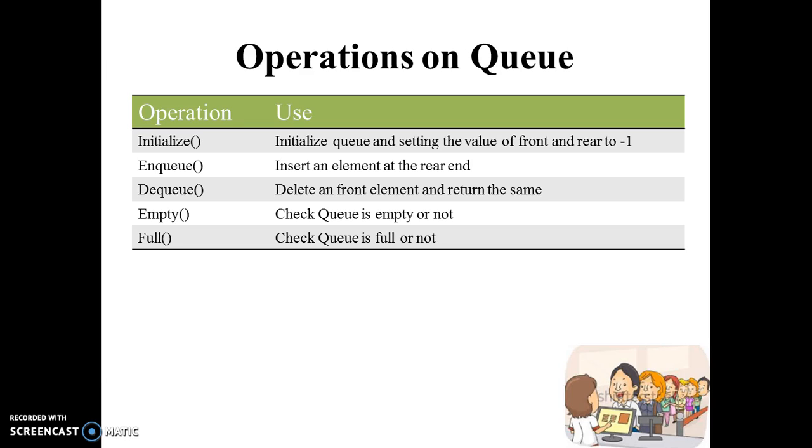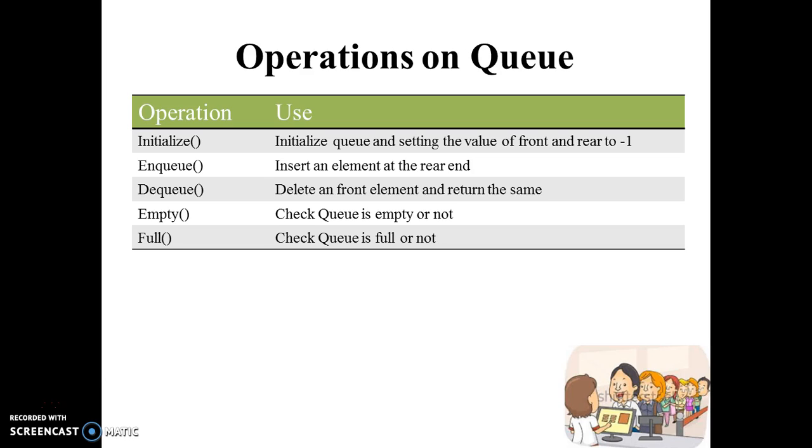This is an operation on queue. First is initialize operation, which is used for initializing the queue, and we can assign -1 to front and rear. That means it represents the queue is initially empty. The next operation is enqueue. With the help of this operation, we can insert an element at the rear end of the queue. Next function is dequeue, which is used to delete the front element and return the same. The next function is empty, which is used to check the queue is empty or not.